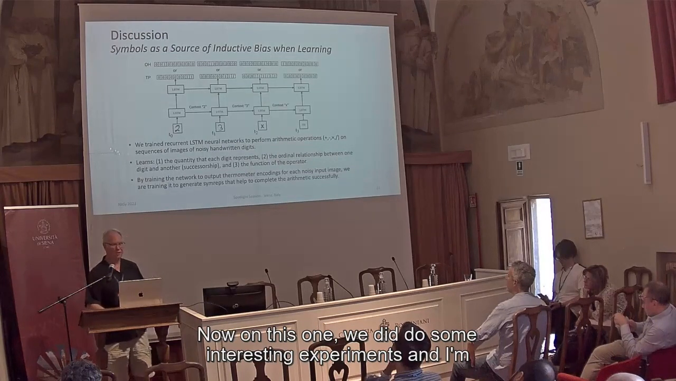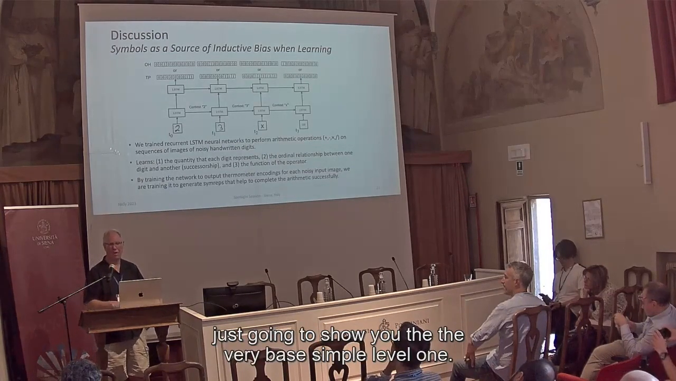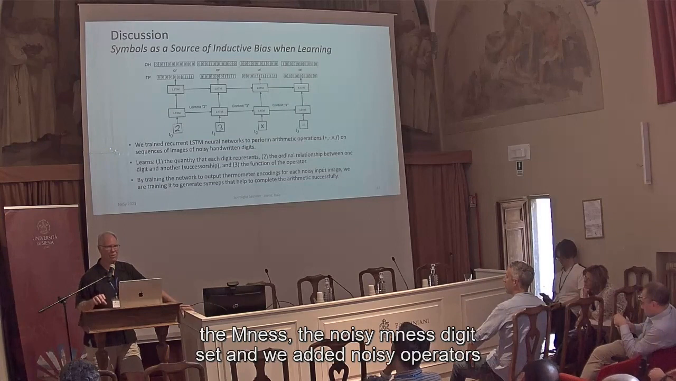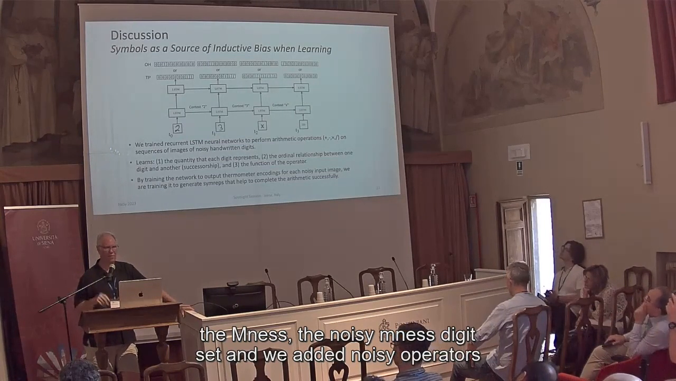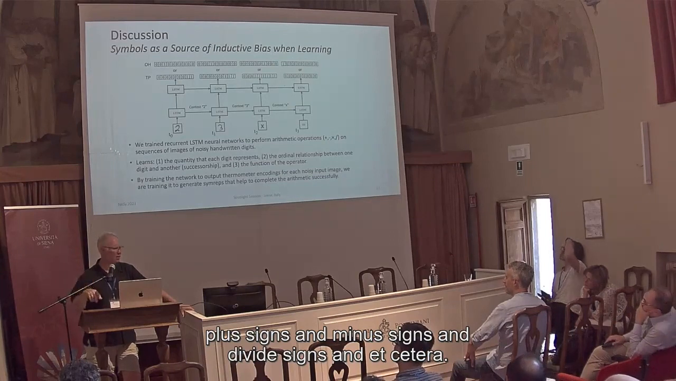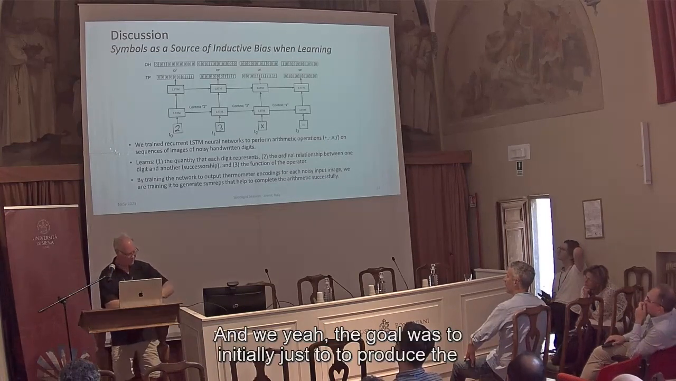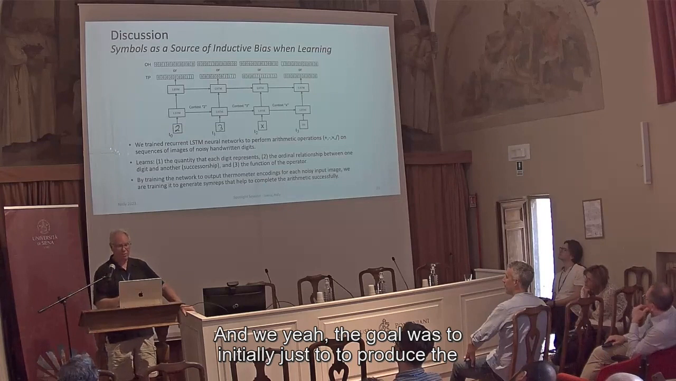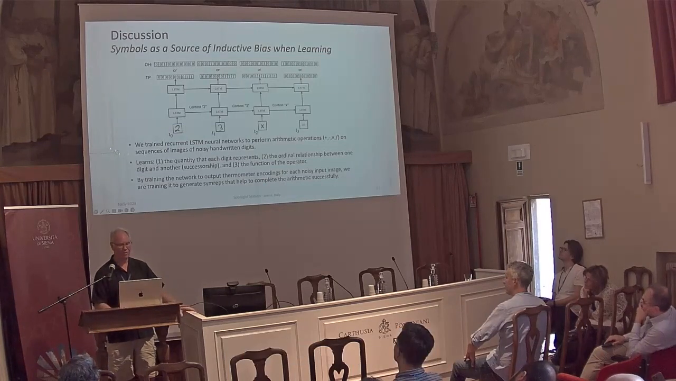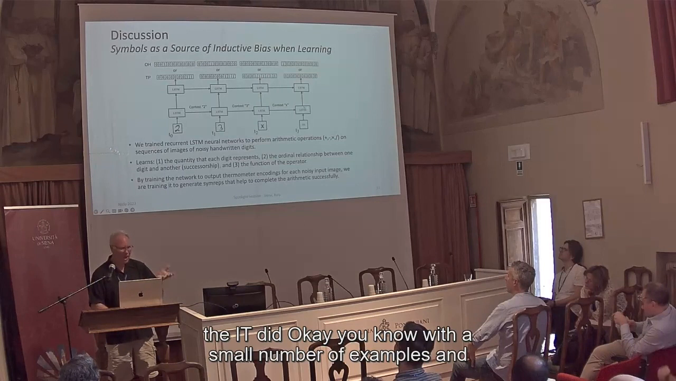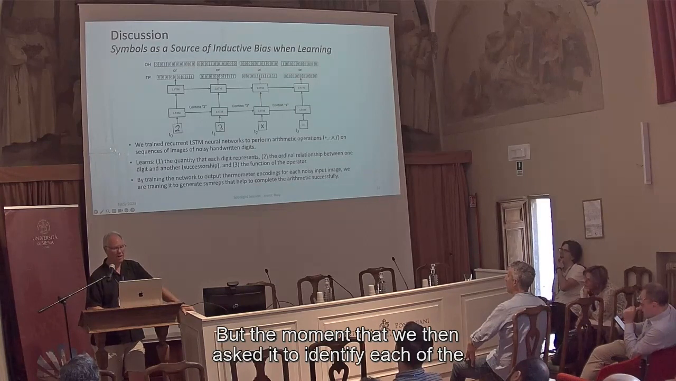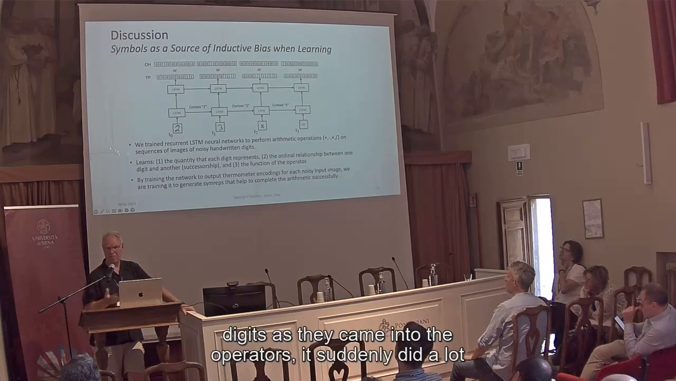Now, on this one, we did do some interesting experiments, and I'm just going to show you the very base, simple level one. We used an LSTM, and its job was to learn to do mathematics with the noisy MNIST digit set, and we added noisy operators, plus signs and minus signs and divide signs et cetera. The goal was initially just to produce the correct result. And again, I'm just showing you single digits here. It did okay with a small number of examples and training on it. But the moment that we then asked it to identify each of the digits as they came in, or the operators, it suddenly did a lot better.